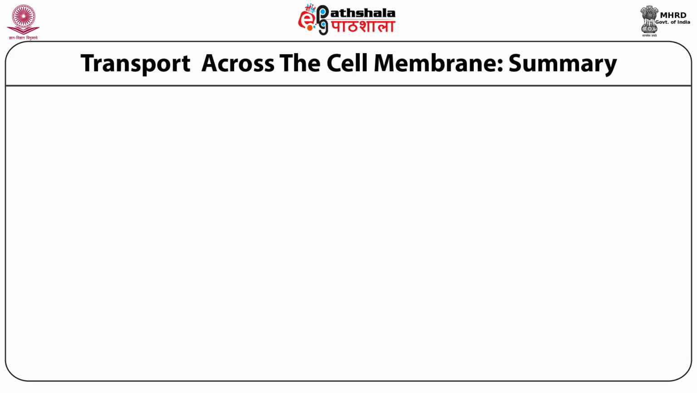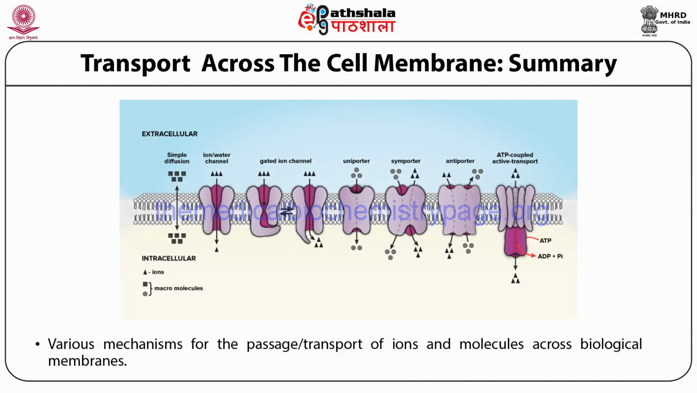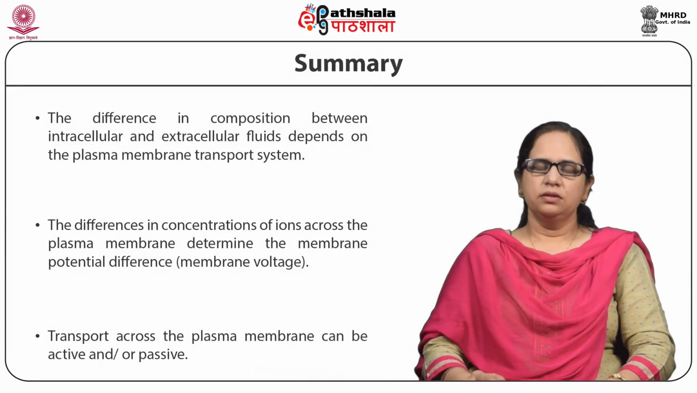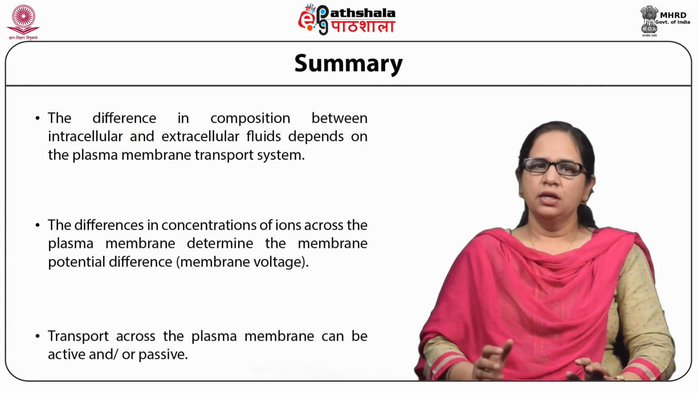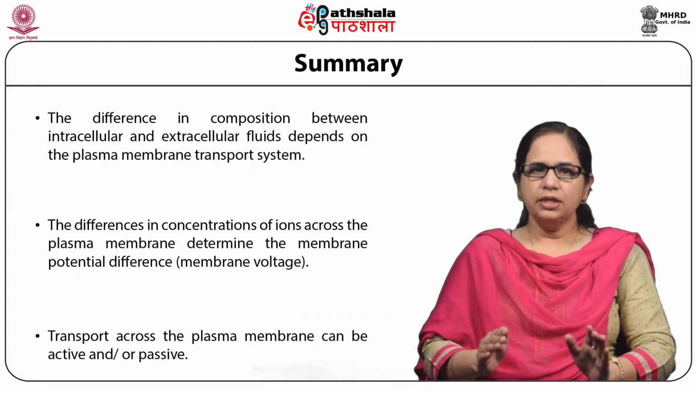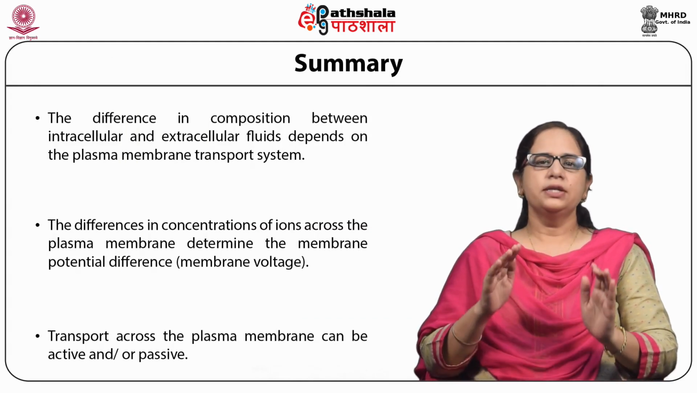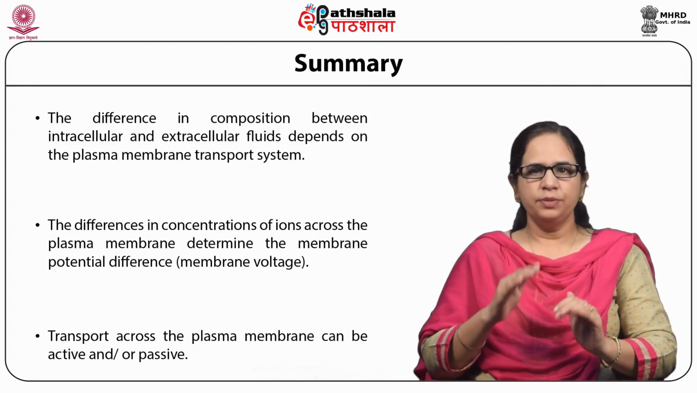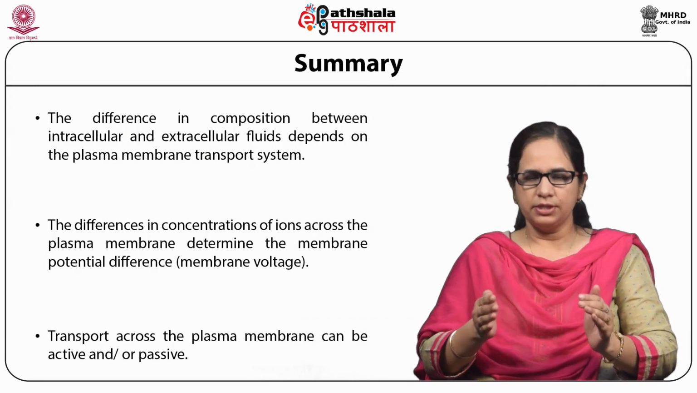In summary, various mechanisms of transport of ions and molecules across the biological membrane: simple diffusion, ion or water channel, voltage-gated ion channel, uniport, symport, antiport, and ATP coupled active transport can all be seen in this figure. So, to summarize, the difference in composition between the intracellular and extracellular fluids depends on the plasma membrane transport system.